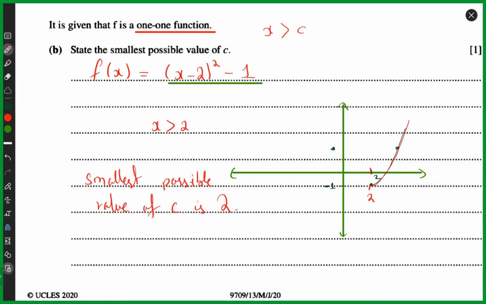Miss, I just have the other example that you gave us. It's when x is less than c, or when c is greater than x. So the value will still be 2, right? Yes, definitely. The value would still be 2.